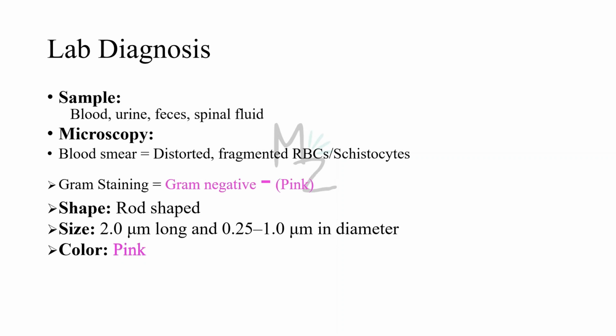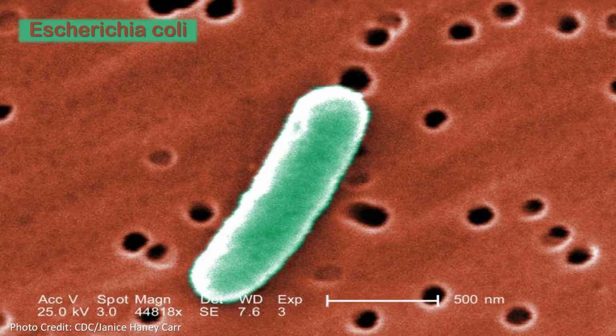Lab diagnosis. Samples. We'll need blood, urine, feces, and spinal fluid. Microscopy. On blood smear, we'll find distorted, fragmented red blood cells called schistocytes. On gram staining, this bacterium appears to be gram-negative because it's pink-colored. It's a rod-shaped, straight bacterium. Size. It's 2 micrometers long and varies in diameter from 0.25 to 1 micrometer. It's pink-colored. This is how it looks under the microscope. Rod-shaped bacterium with pili and it's straight.